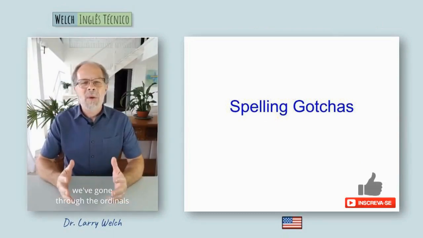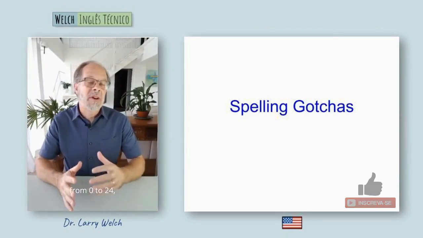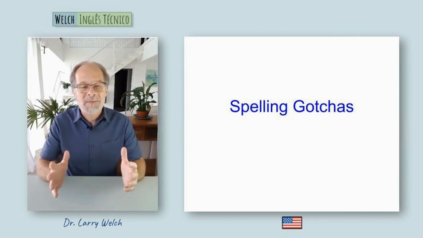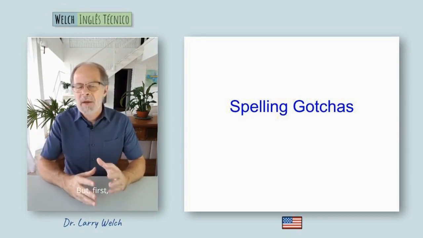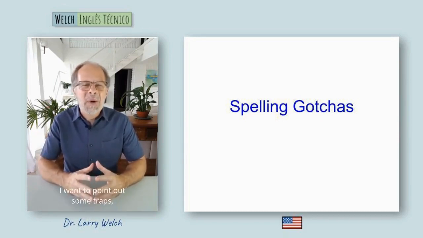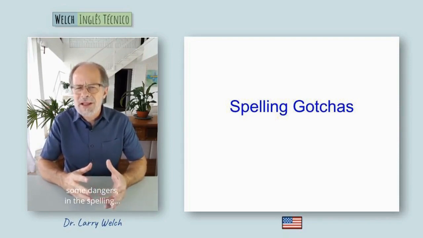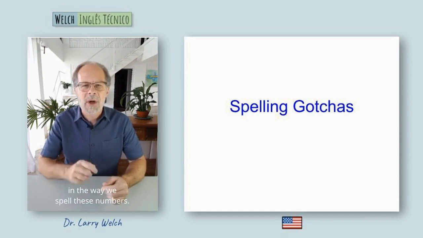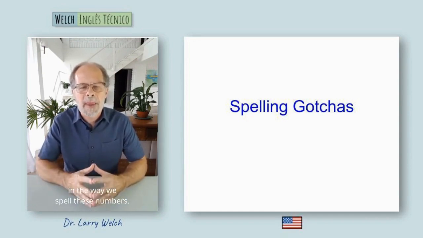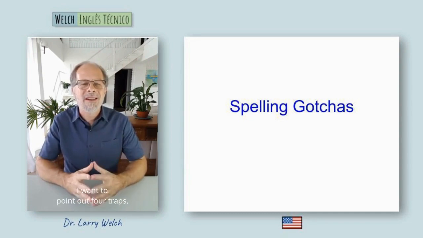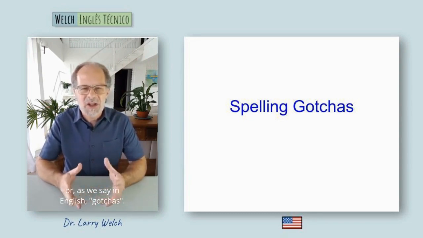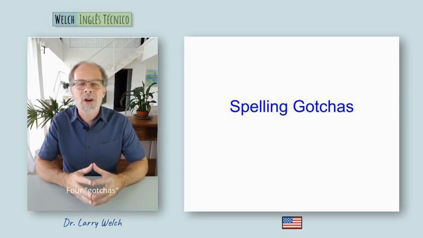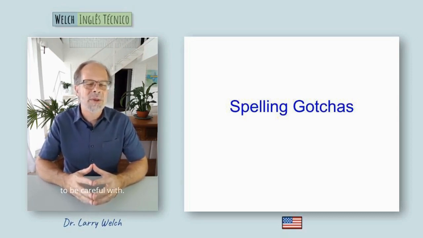Well then, we've gone through the ordinals from 0 to 24, and we will talk about them some more in a minute. But first, I want to point out some traps, some dangers in the spelling, in the way we spell these numbers. I want to point out 4 traps, or as we say in English, gotchas. 4 gotchas to be careful with.